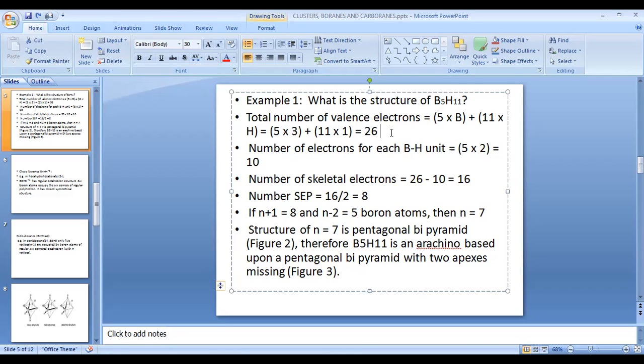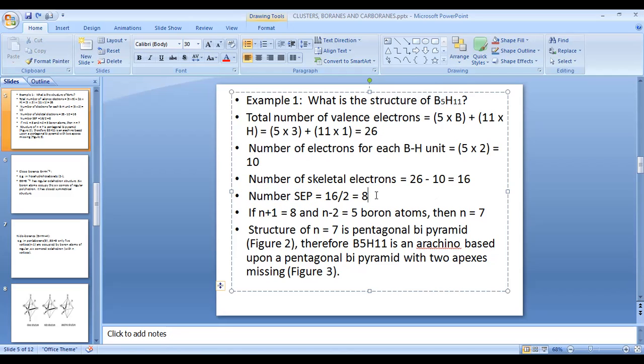Now from this 26 we subtract 2 times the number of BH bonds. How many boron-hydrogen bonds can be expected? 5, so 5 times 2 is 10. This 10 should be subtracted from 26. Then we get 16, and that 16 is divided by 2. At that time we get SEP, which is 8.